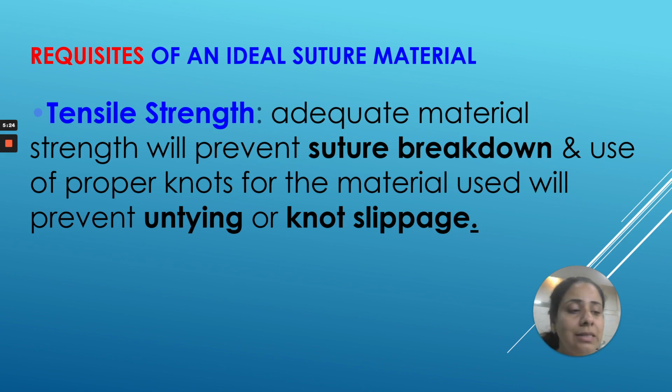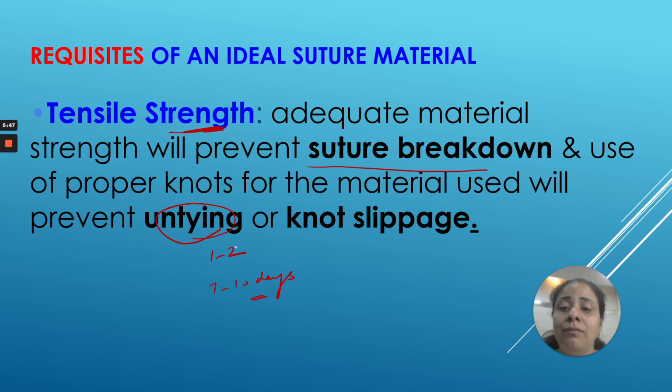So that is what is called the tensile strength. Sutures should not break when I am passing them through the tissues, and secondly, they should not keep untying. It means I tie the knots and the patient comes to me and all the knots are untied within 1 or 2 days. But I want my suture to be there for at least 7 to 10 days.